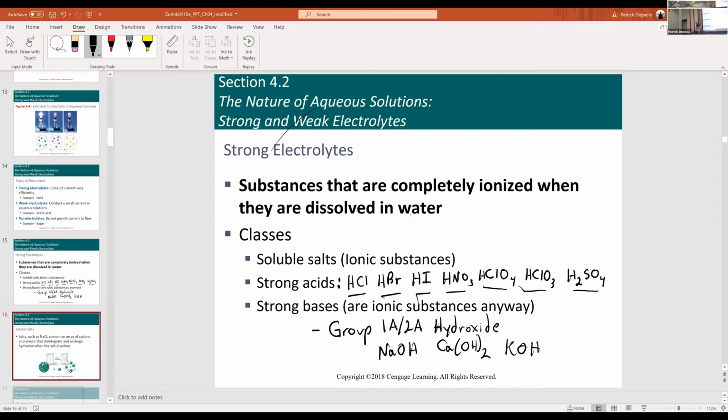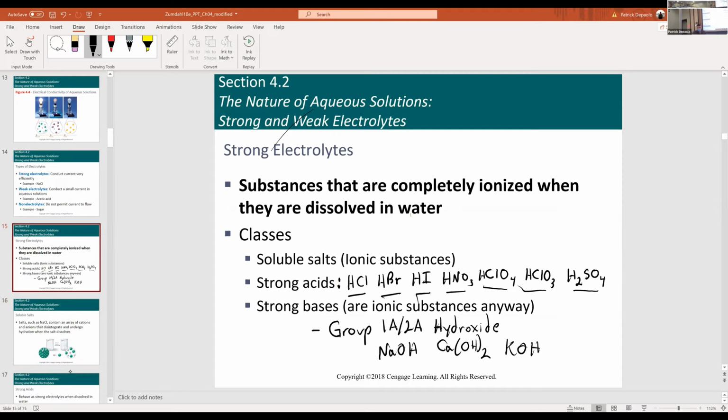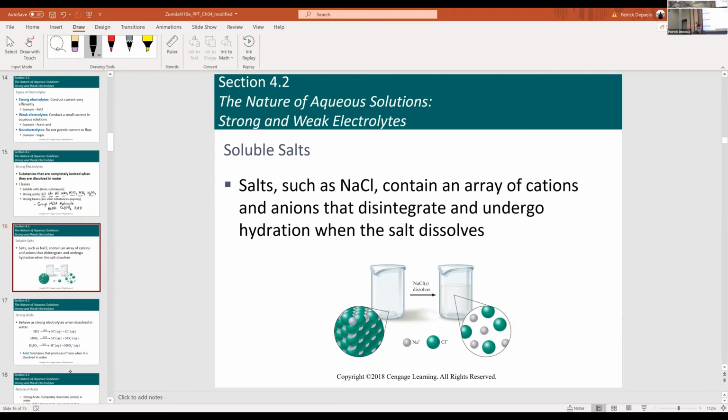Okay, so we talked about soluble salts already. Some of them are not soluble, and we're going to talk about a list of solubility rules that you're going to have to be familiar with.